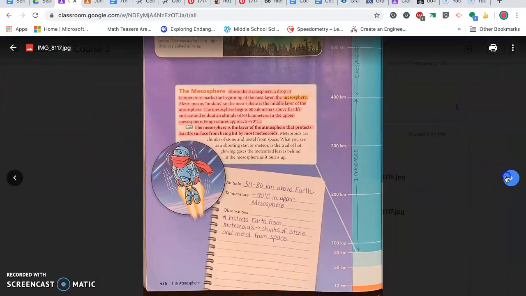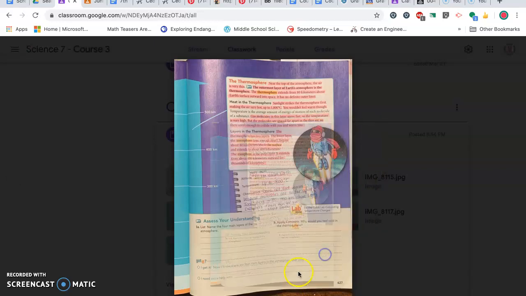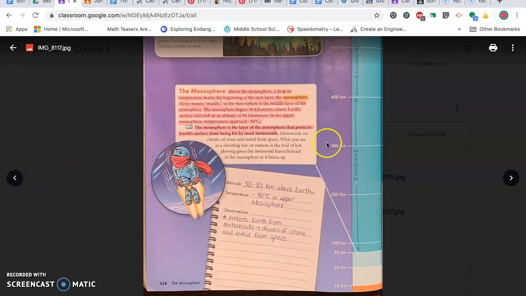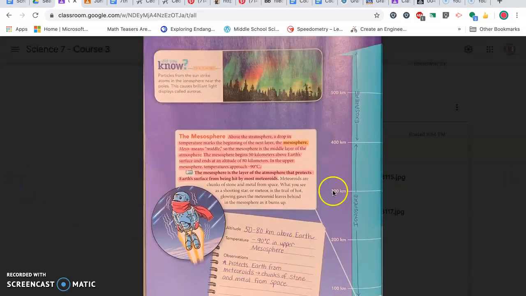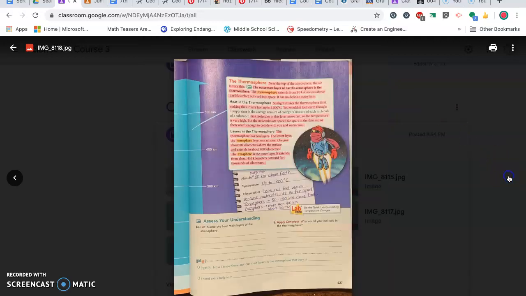All right. And the last layer we're going to talk about is the thermosphere. Unfortunately it's on the other page, so I'm going to go back one. The thermosphere is actually divided into 2 layers. From 80 kilometers to 400 kilometers above Earth, we have the ionosphere. And from 400 kilometers above Earth and beyond is the exosphere. Those are the 2 layers of the thermosphere. And the thermosphere is going to be very hot, upwards of 1800 degrees Celsius.